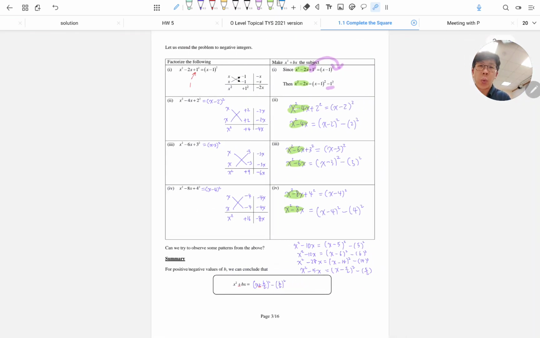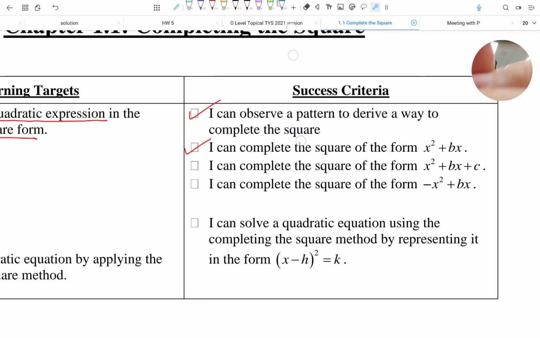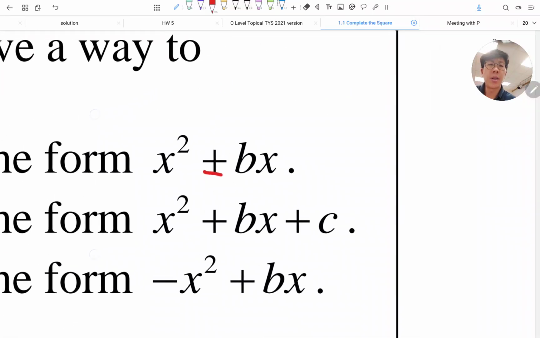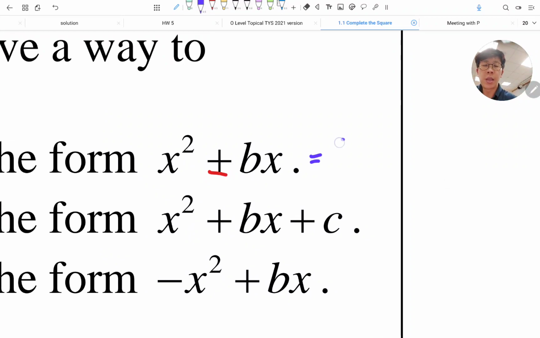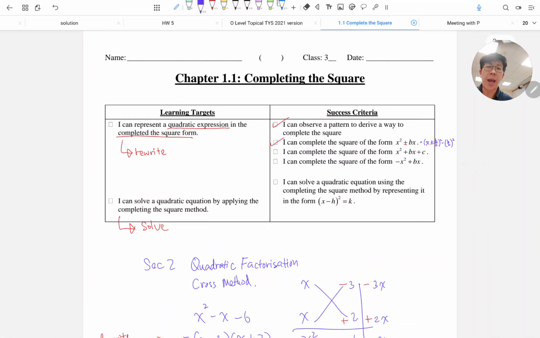Okay, so with that, we have finished the first learning target, or rather the second learning target. Can you add in on your cover page: x squared plus and minus bx. Okay, we're covering both cases, both for the plus and the minus. The result is actually x plus, sometimes it can be minus, depends on the situation, b over 2 whole thing squared minus bracket b over 2 whole thing squared. So we have achieved this learning target. Okay, I will end the video for this part.